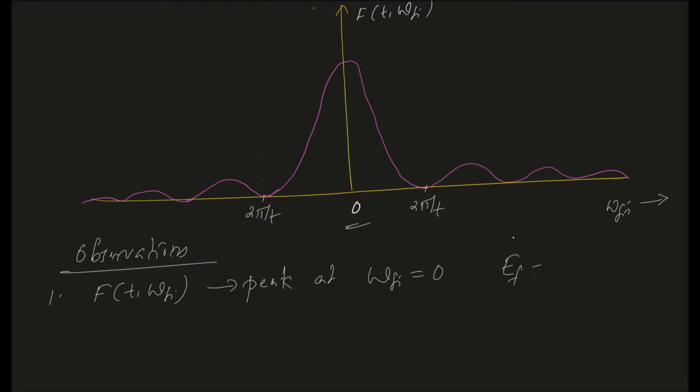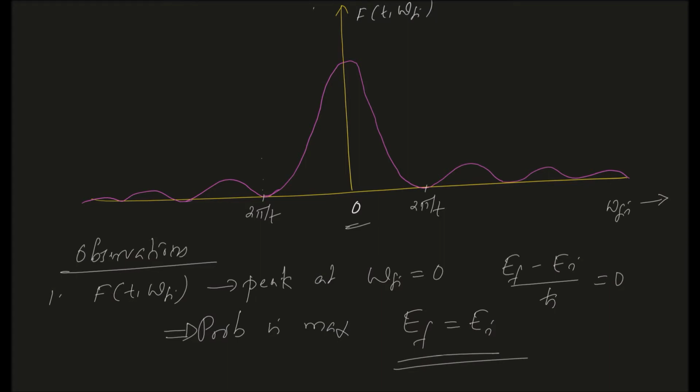That means when (E_f minus E_i) by h cross is equal to 0. So what does it tell? The probability is maximum when the energy of the final state is the same as the energy of the initial state. So it tells you that the constant perturbation neither transfers energy to the system nor removes energy from it. There is no energy change in the system. So that is the first thing that we observe from this plot.